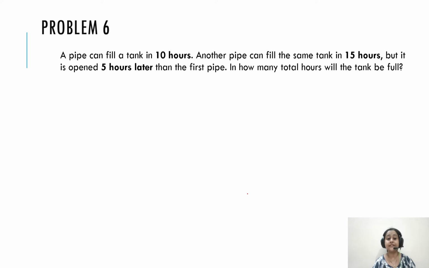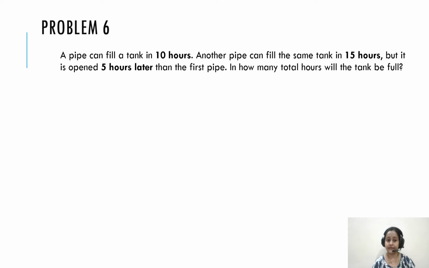One pipe can fill a tank in 10 hours, another pipe can fill the same tank in 15 hours, but it is opened 5 hours later than the first pipe. So here both the pipes are filling pipes, inlet pipes. There is no outlet pipe in this problem. One pipe is opened after 5 hours. In how many total hours will the tank be full? So how many hours will it take to fill the entire tank?